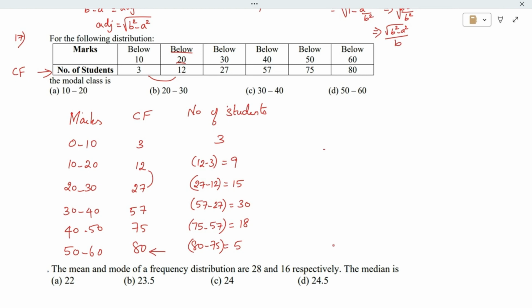So let me try. 9 plus 3 is 12. 12 plus 15 is 27. 27 plus 30 is 57. 57 plus 18 is 75. 75 plus 5 is 80. So I'm getting 80, which means the values which I subtracted are right. Now check for the highest frequency, which is 30, isn't it? So the maximum number of times repeated is going to be the mode. So 30 is the mode, and the class is going to be 30 to 40. Hence it is option C.